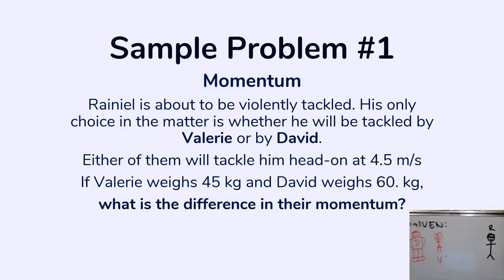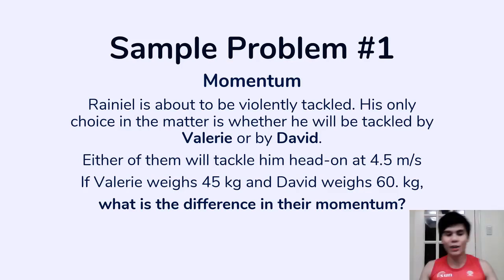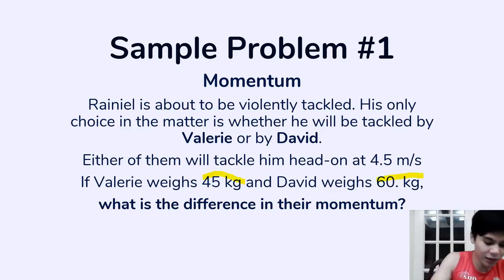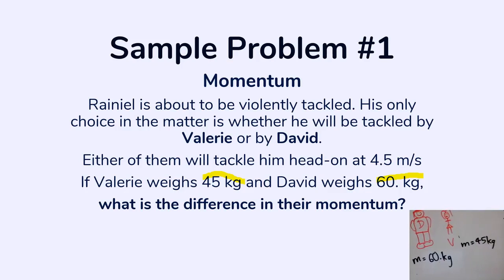So we have a choice between David or Valerie, and in this case, we have numbers in our given. We have Valerie, who has 45 kilograms to her name, and David, who has 60 kilograms to his name. So again, we have the mass of Valerie and the mass of David. When we take note of our given, the mass of David is 60 kilograms and the mass of Valerie is 45 kilograms. So we take those down.